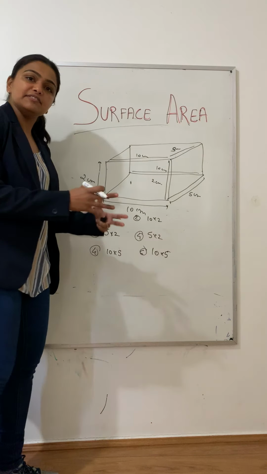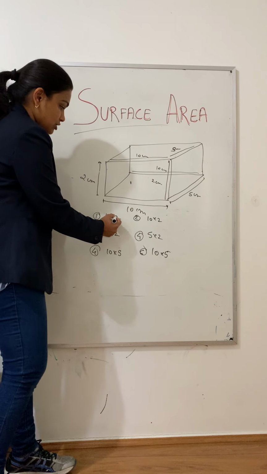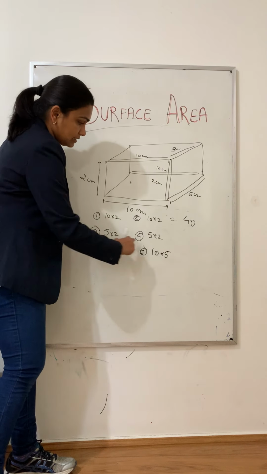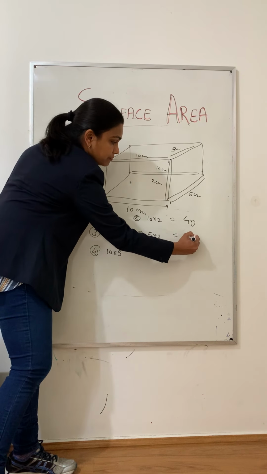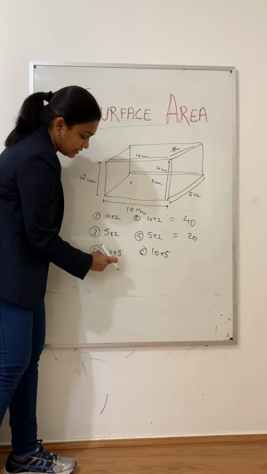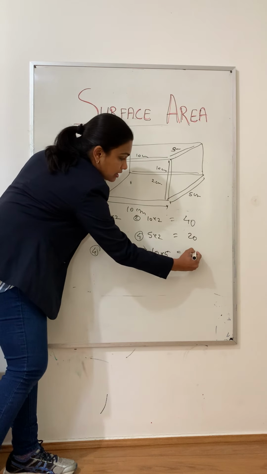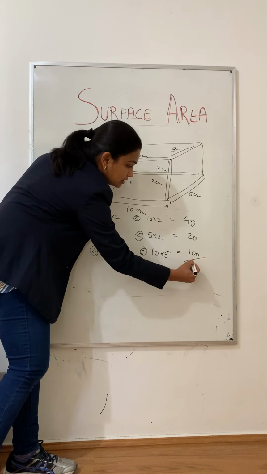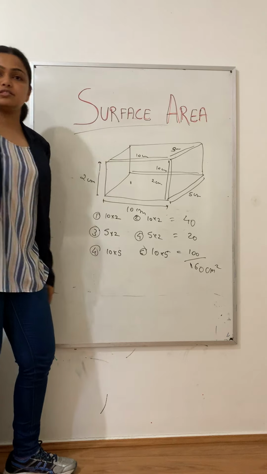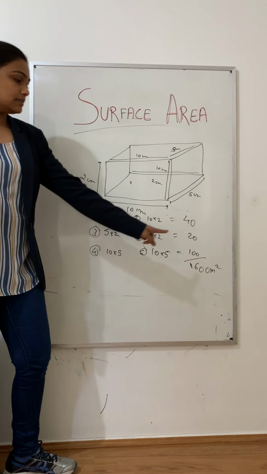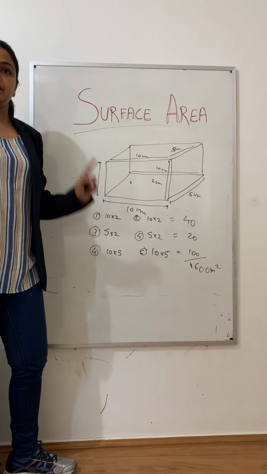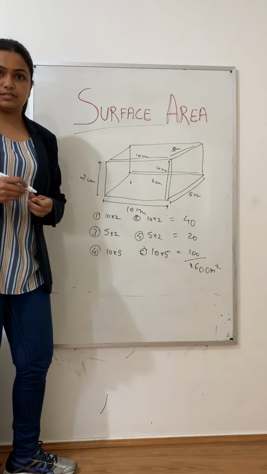So all together it will be the surface area of a box. 20 plus 20, 40. 10 plus 10, 20. 10 times 5, 50. 10 times 5, 50. 50 plus 50, 100. Adding all together, 160 centimeters squared. This is the surface area of this total rectangular prism or this box.